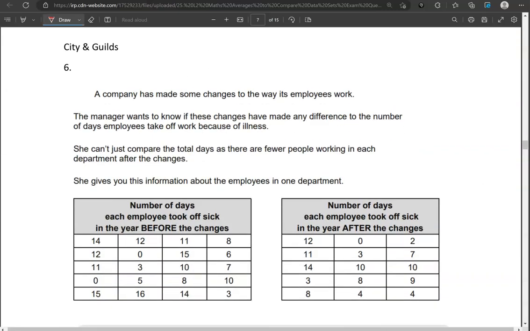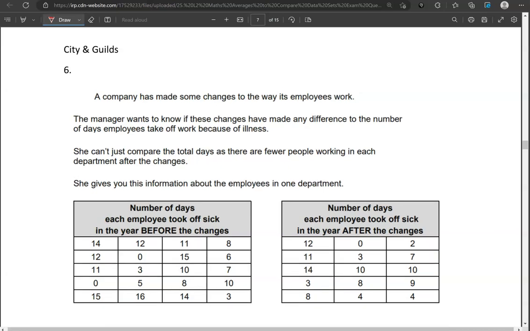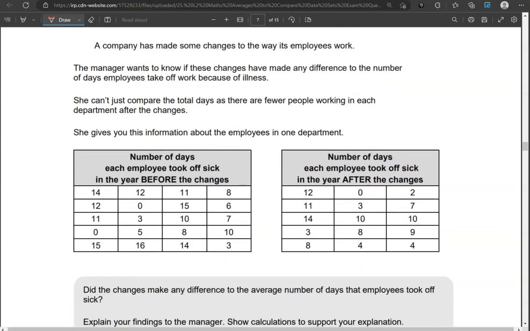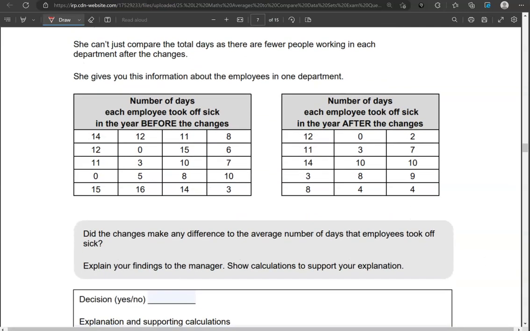A company has made some changes to the way its employees work. The manager wants to know if these changes have made any difference to the number of days employees take off work because of illness. She gives you this information about the employees in one department. Did the changes make any difference to the average number of days that employees took off sick? Explain your findings to the manager. Show calculations to support your explanation. So we'll work out the mean as well as the range for both of these sets.